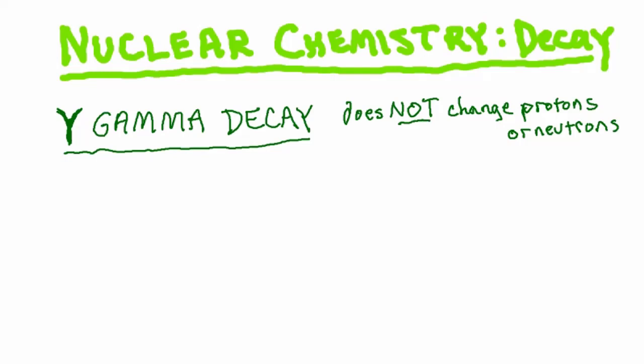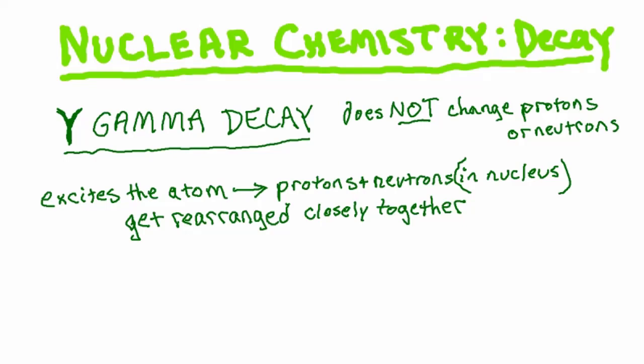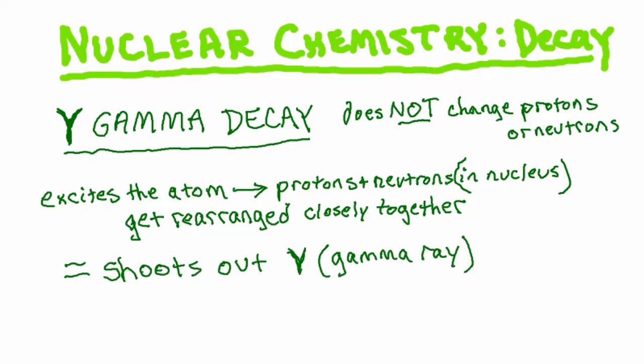It excites the atom. I don't know, maybe it bought it a winning lottery ticket or something, but it got the atom all excited. And the protons and neutrons in the nucleus, and you should know this by now that they're in the nucleus, they get rearranged. And they are grouped together tighter. And when they get so close together, it builds up some energy. And what happens as a result, it shoots out a gamma ray. And this can be very dangerous.